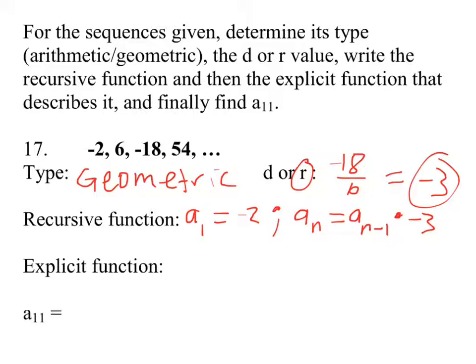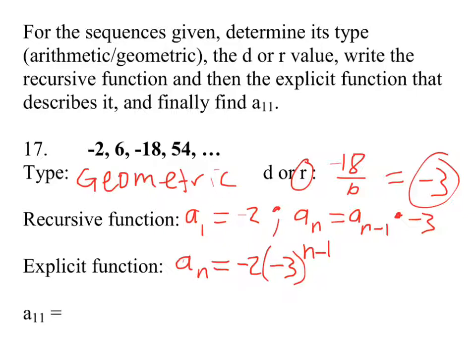On the explicit ones, you're going to start with a sub n. And then you need to put down your a sub 1, which in this case is -2, and that goes in front of your common ratio to the n minus 1 power. And that's just the formula that we used. It's going to have an exponent of n minus 1. Your common ratio goes there at the bottom. A sub 1 goes out front.